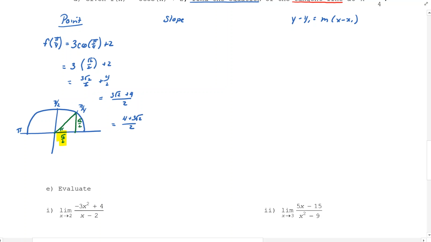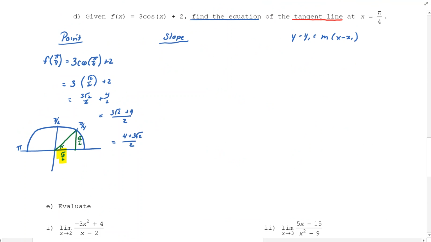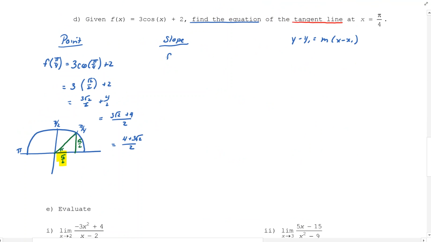Then coming over to my slope, well, I need a derivative. So finding the slope, we need to find, let me bring this back down just a little bit so we can see it. F prime, where'd it go? Sorry about that. We need to find f prime at pi over 4. So we're going to go through the whole process that we've done before.